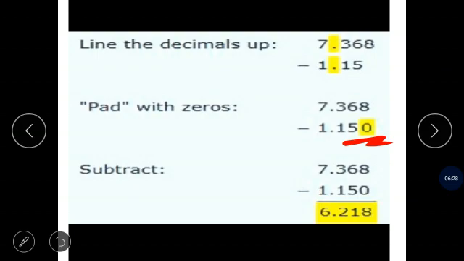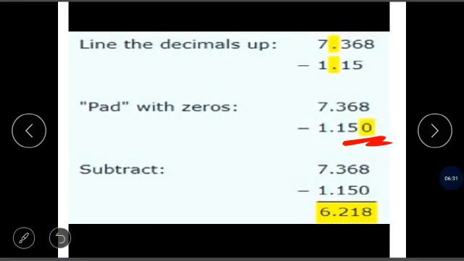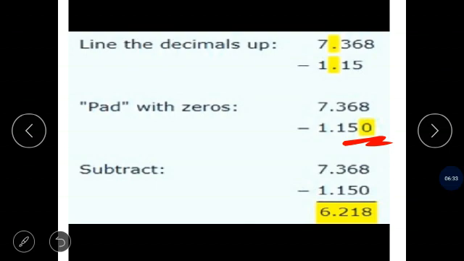8 minus 0 is 8, 6 minus 5 is 1, 3 minus 1 is 2. Now put the decimal point just below the decimal point, and 7 minus 1 is 6. Now here is your answer. It's very simple, as you are applying operations on simple numbers. In the same way you have to do it on decimals also, but there is a little difference that you have to keep in mind.